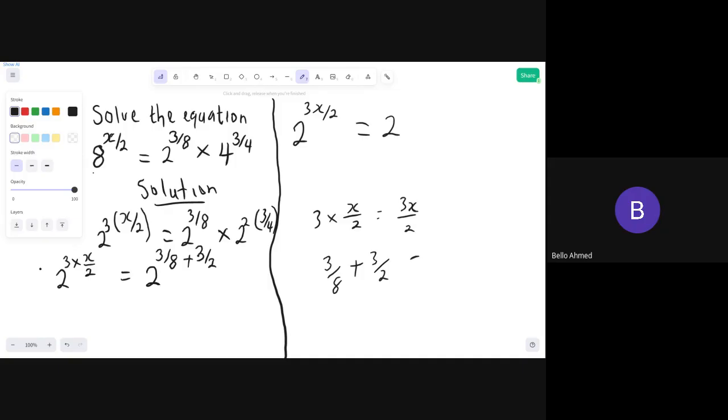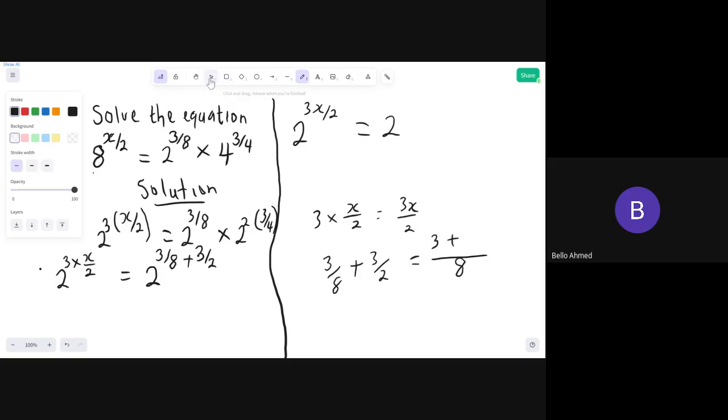So we are going to apply LCM. The LCM of 8 and 2 is actually going to be 8, right? So once you do that, you go back to your fraction and say how many 8 are you going to see in 8? It's going to give you 1. So 1 times the numerator, which is 3, is going to give you 3. So you write your 3 like this. Then the addition sign, you put it.